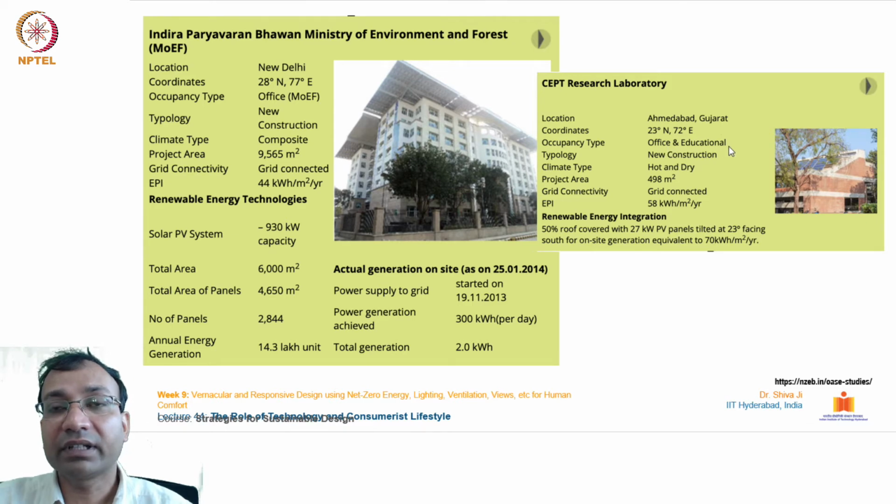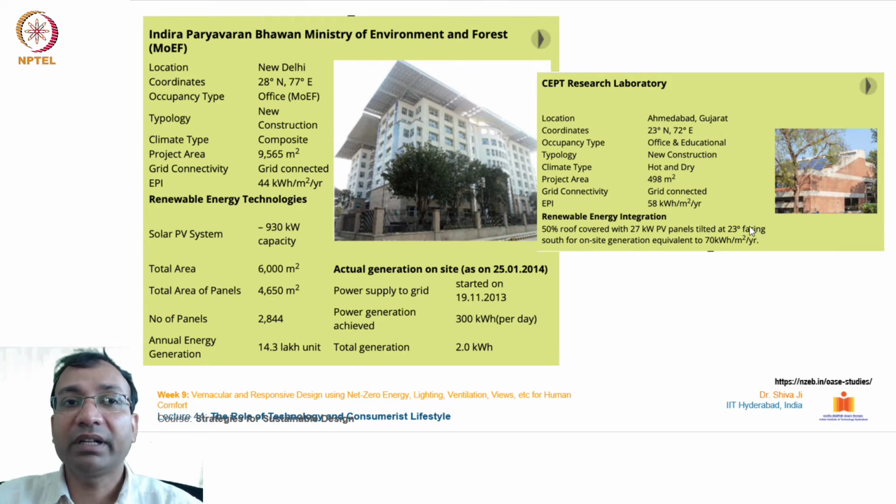Second, in this slide, we have the SEPT Research Laboratory from Ahmedabad, Gujarat. This is an office and educational building. It was a new construction, in a hot and dry climate. The project area is 498 square meters, and it has an EPI of 58 kilowatt hour per square meter per year. In terms of renewable energy integration, 50% of the roof is covered with 27 kW PV panels tilted at 23 degrees facing south, with generation equivalent to 770 kilowatt hour per square meter per year. So this is the range in which it works.